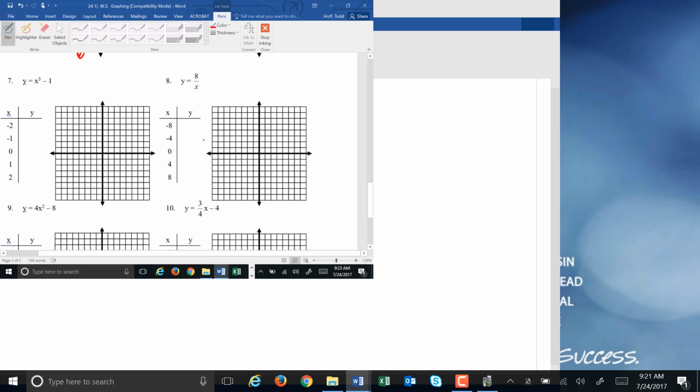Number 7. Y equals x to the third minus 1. Looks something like that. Number 8. Y equals 8 over x.